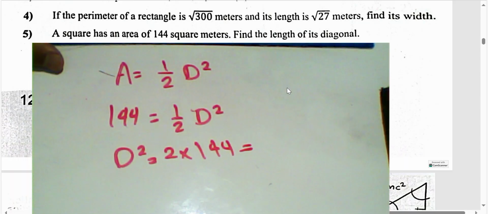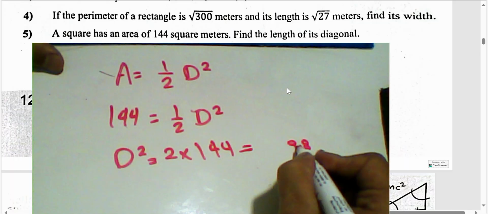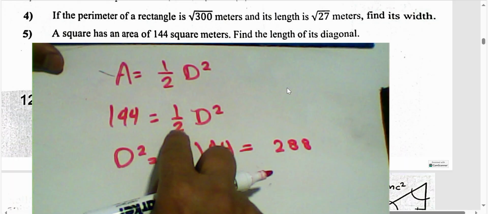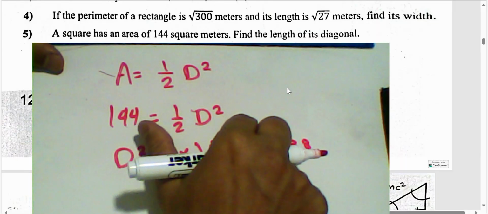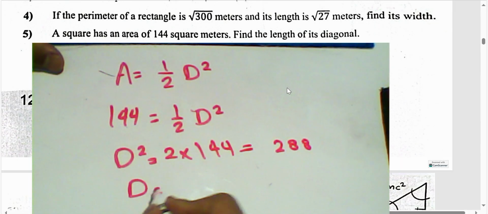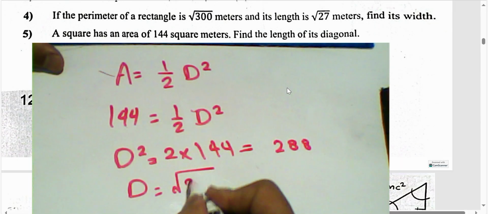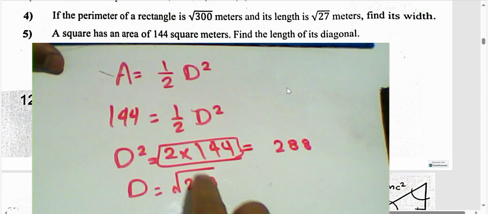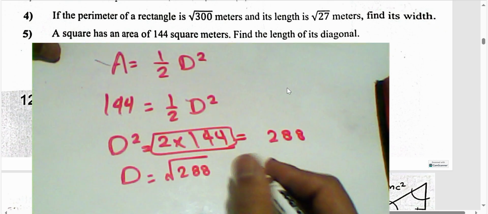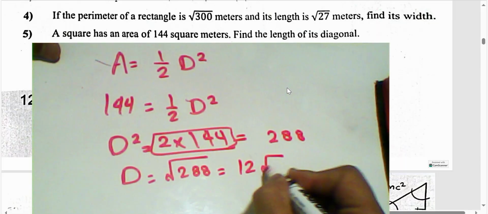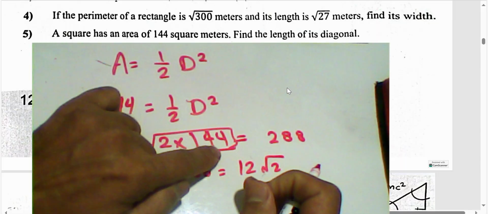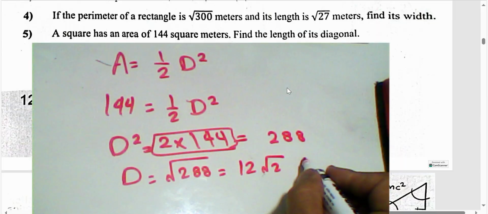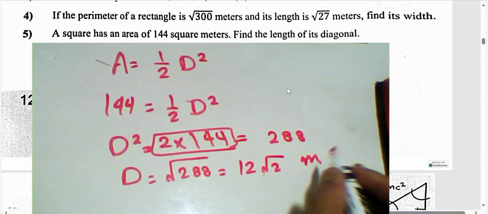Then 2 times 4 equals 8, and 2 times 4 equals 8. 2 times 1 equals 2. Understood? Cancel the half by multiplying by 2, left hand side and right hand side. Then the value of d equals the square root of this number, 288. We know 288 equals this number. Then the square root equals 12 square root of 2, because the square root of 144 equals 12 and the square root of 2 equals square root of 2. Then write the answer here in meters.